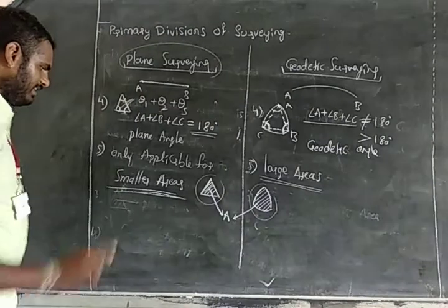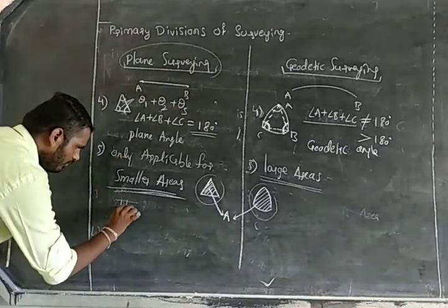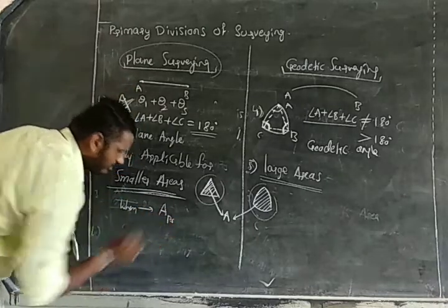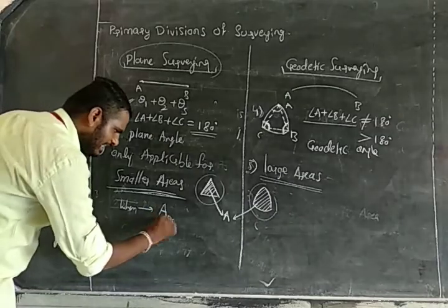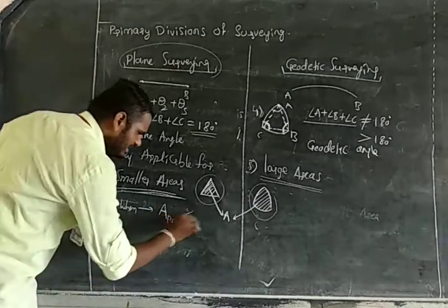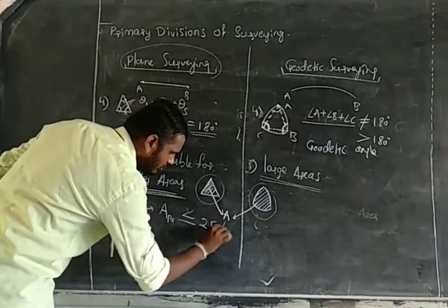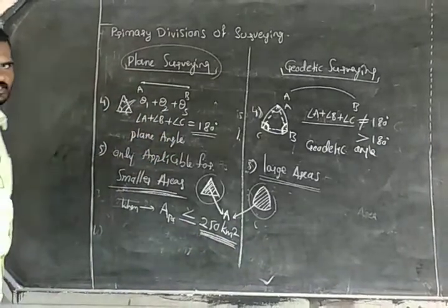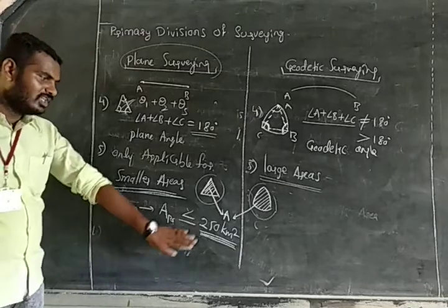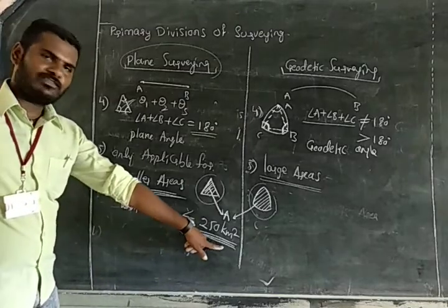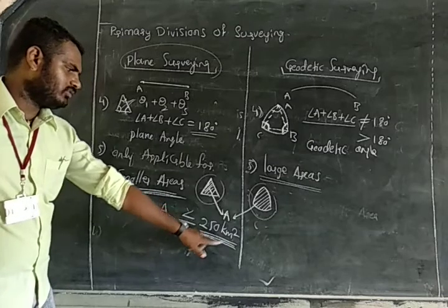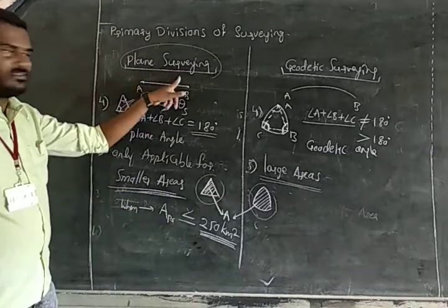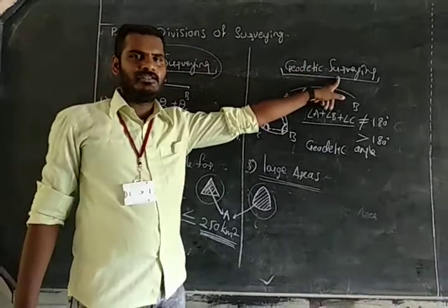So the area limit is this: when the area calculated in plane survey is less than or equal to 250 square kilometers, we call such a survey plane survey. Only up to that extent, 250 square kilometers. After exceeding this 250 square kilometer area over the ground level, we call that survey not plane survey, but geodetic survey.